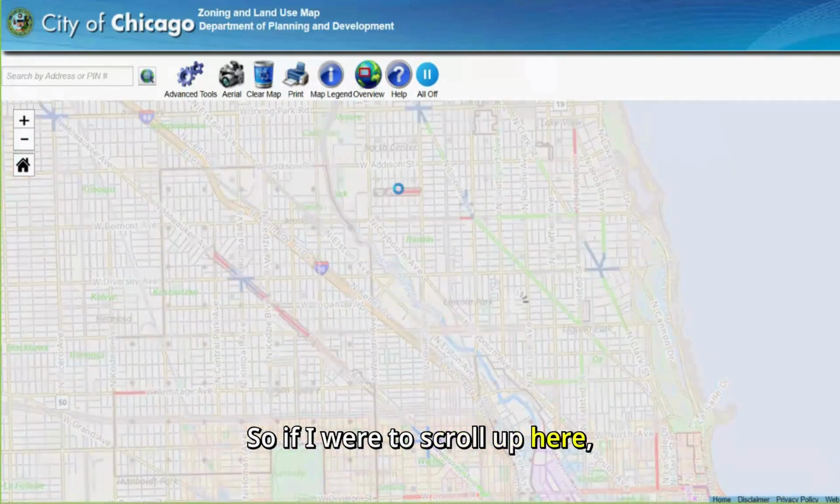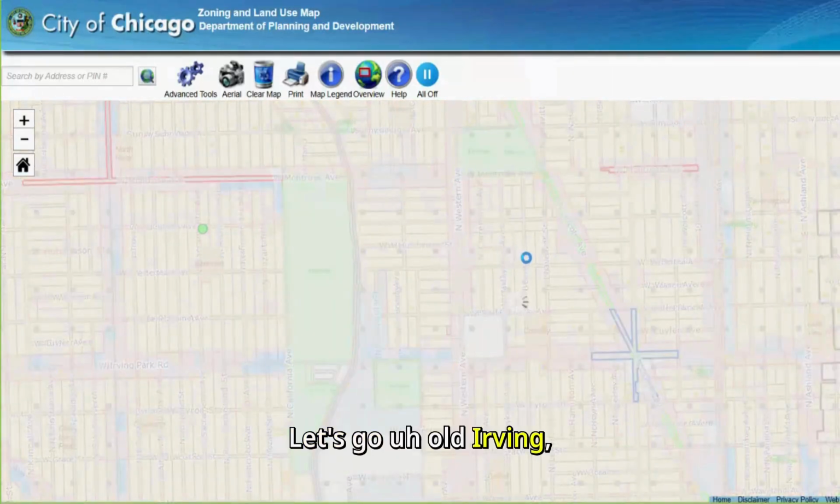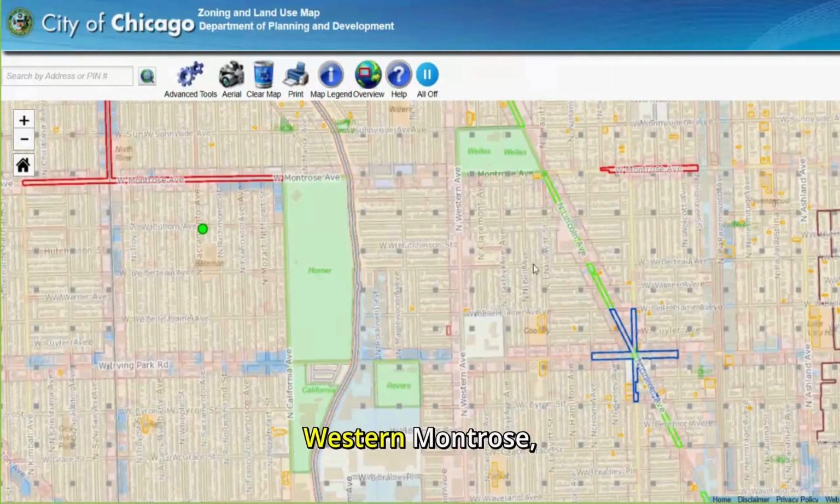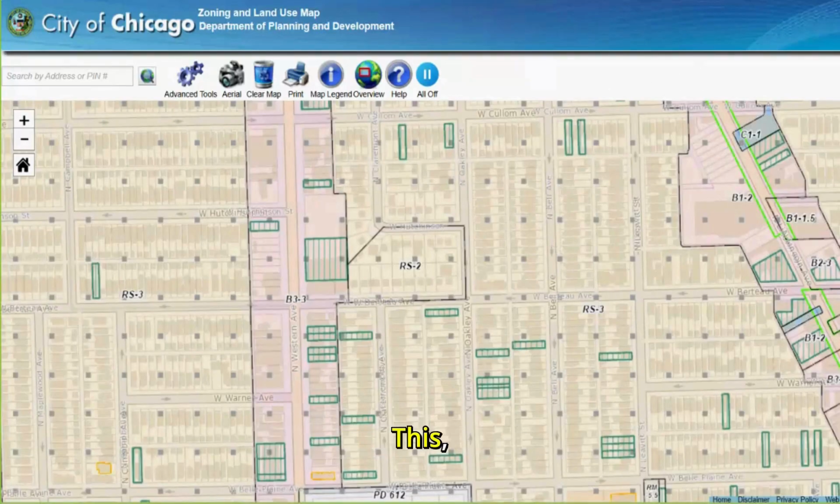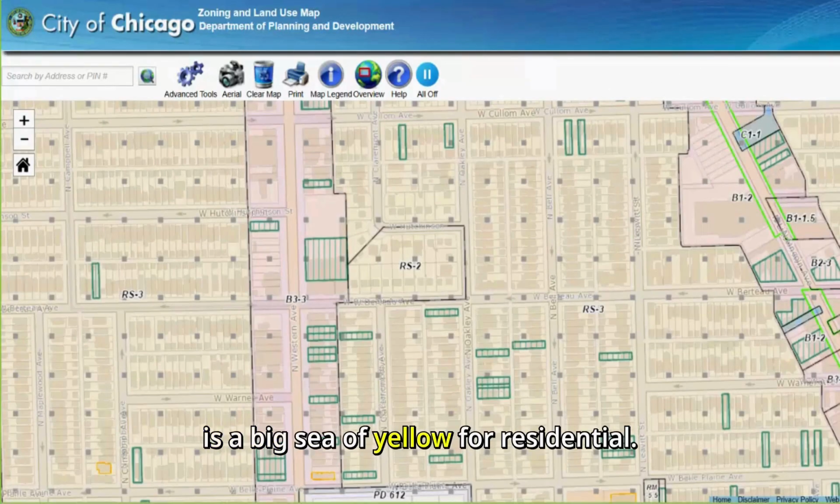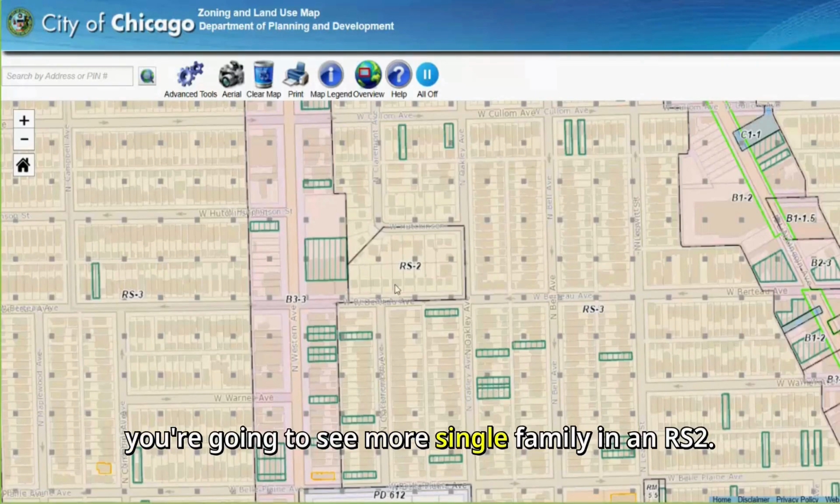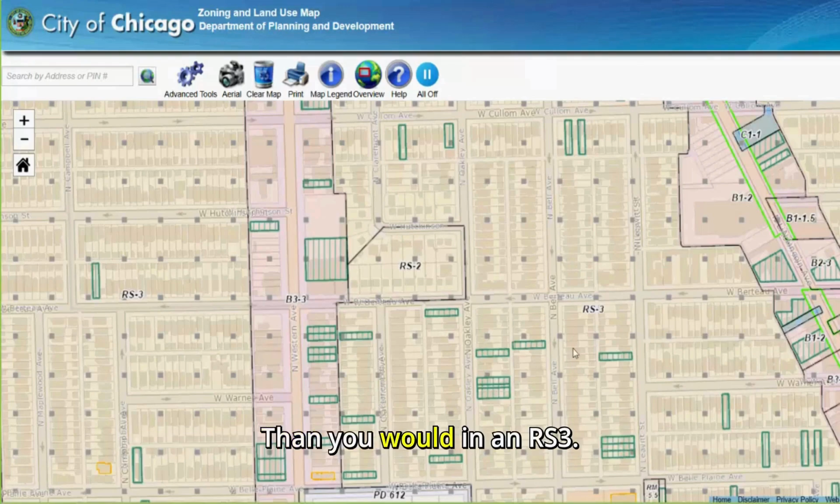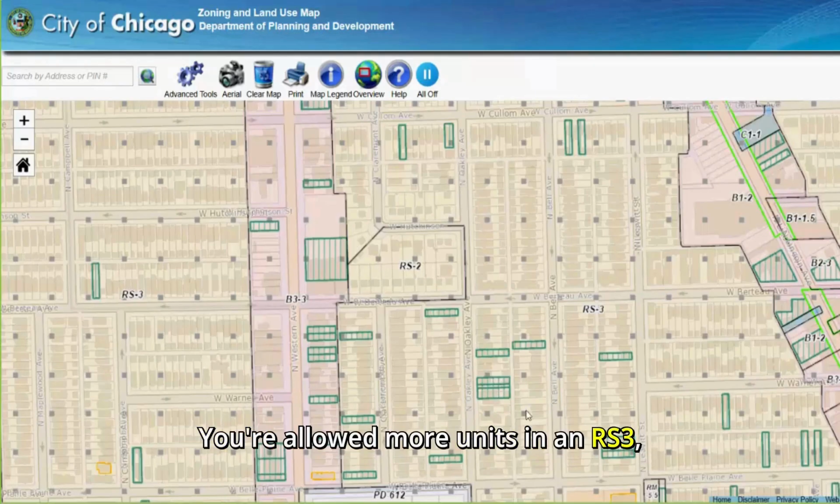So if I were to scroll up here, let's say I go to the north side, let's take a look at Old Irving. Was this Irving Park? Yeah, Western Montrose, Western Irving. Let's see where we're at. It's very different up here. This, on the other hand, is a big sea of yellow for residential. Even in residential, though, you can see that there are different types of residential. There's RS2 versus RS3. By the way, RS2, which is lower than RS3, means there are probably smaller building sizes. So you're going to see more single family in an RS2 than you would in an RS3. RS3 will probably have more multi-units. You're allowed more units in an RS3 in general.